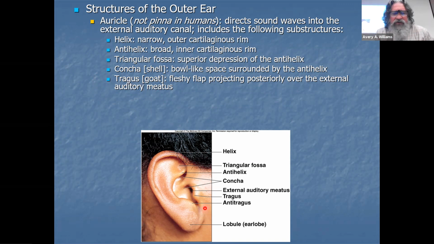So what's our tragus? Well, our tragus isn't real important. We can't hear like bats can. So it's just this little bump right here. Tragus. It literally means goat. I guess they call it the goat.